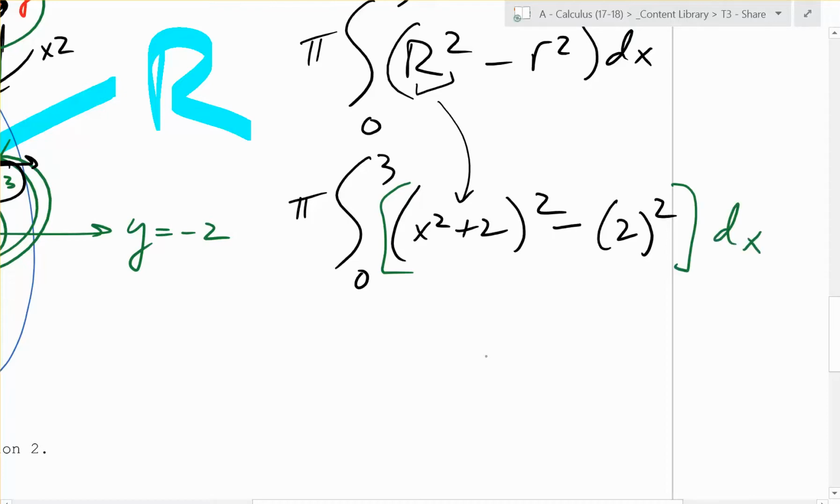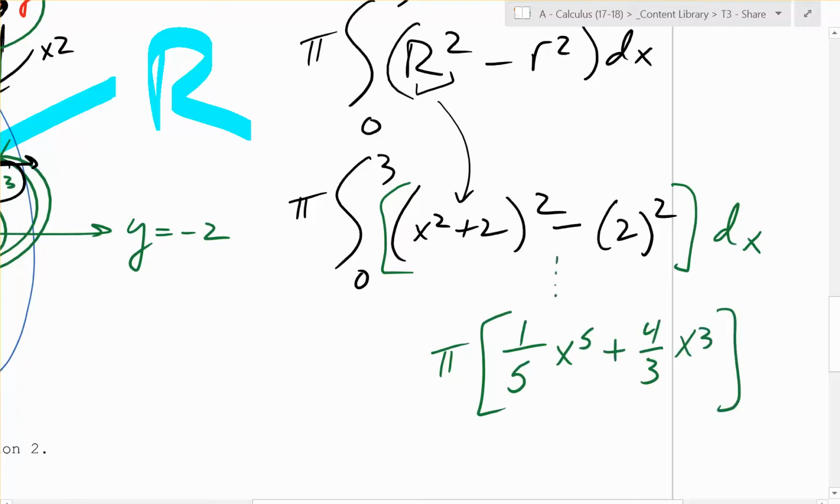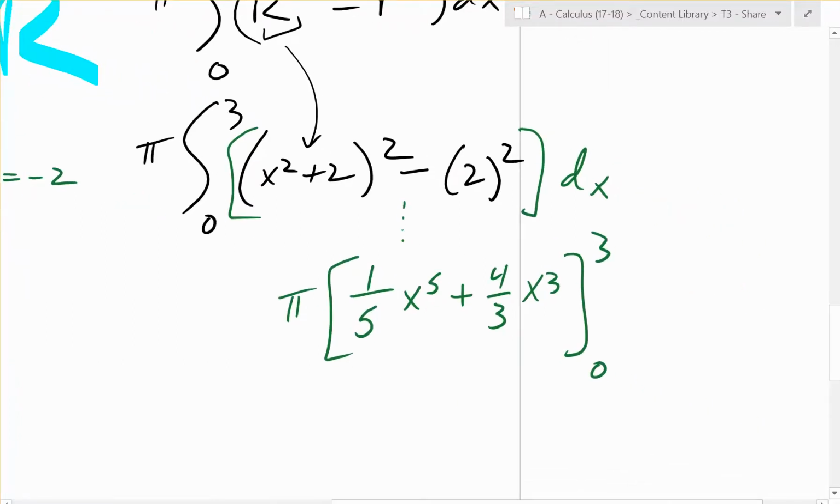You can simplify it and do it by hand, and you end up having to integrate this. Pi times, not integrating it, but evaluating pi times 1/5 x to the 5th plus 4/3 x cubed from 0 all the way to 3. You have to plug in 3, you plug in 0. If you plug in 0, you get 0. So this is just going to be, let's plug in 3. 1/5 times 3 to the 5th plus 4/3 times 3 to the 3rd.